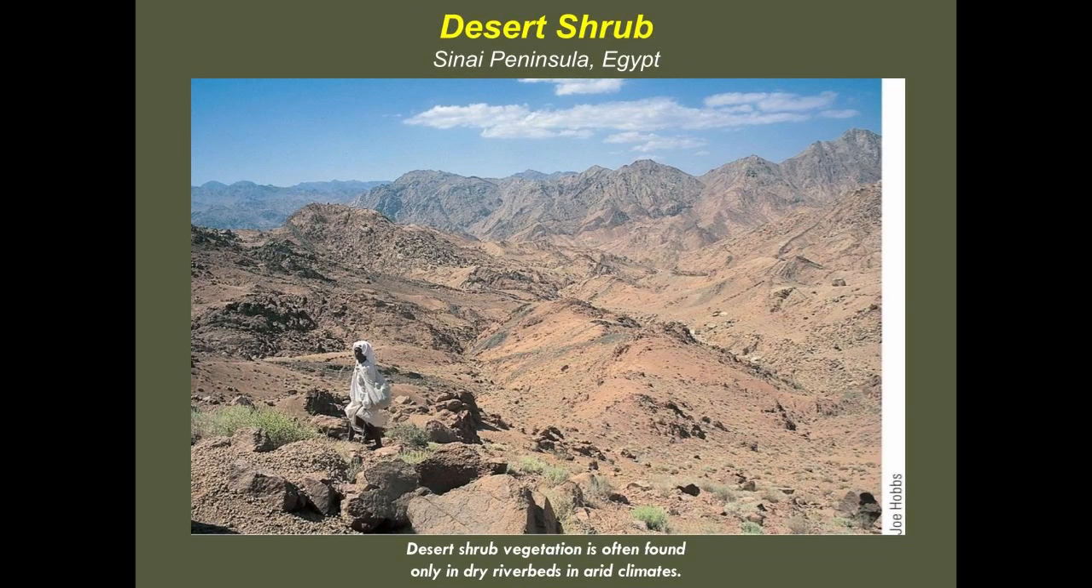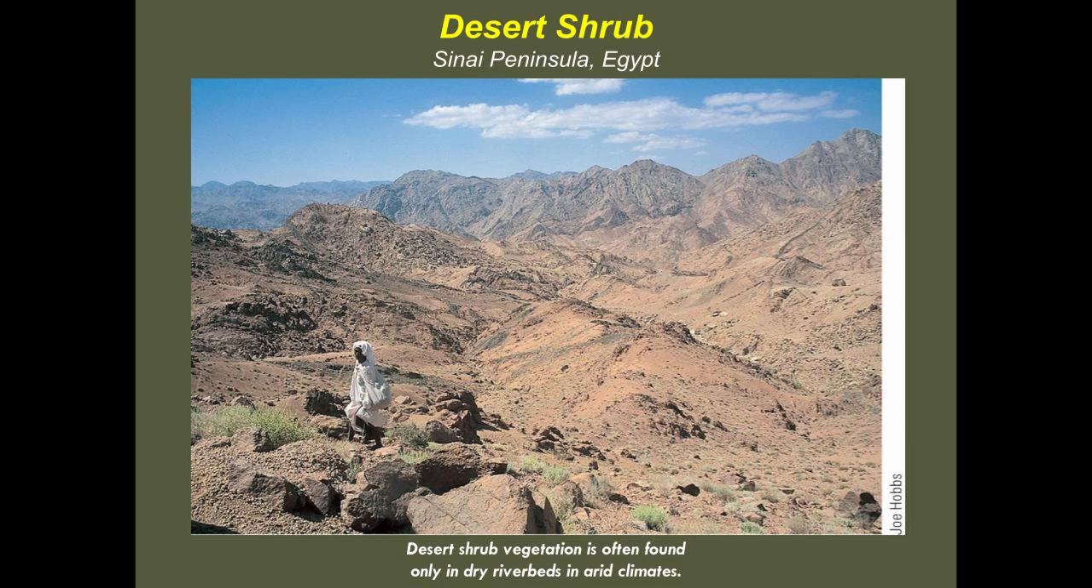Now we are going to jump latitude a bit and check out a desert shrub biome. Notice the complete lack of vegetation here. Somewhat similar to tundras, isn't it? Except where in a tundra you have large amounts of snow and ice, here you don't. Dry riverbeds are really the only place where desert shrubbery exists.